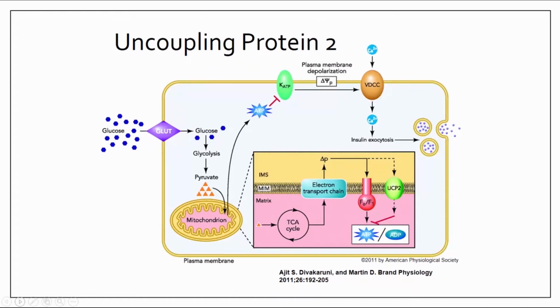UCP2 will actually short circuit that force, allowing protons to cross and not go through the ATP synthase. So essentially, decreasing UCP2 in both of these models may enhance insulin secretion, but may also increase their challenge to oxidative stress.